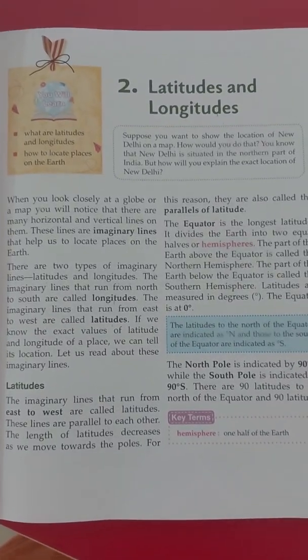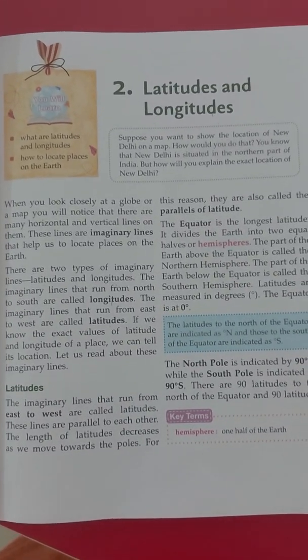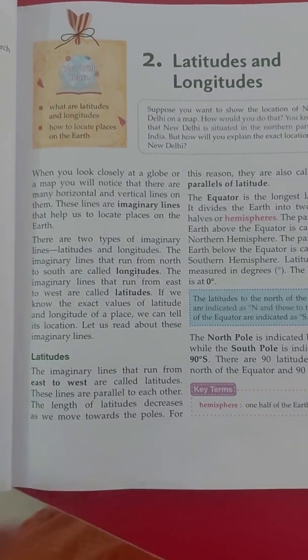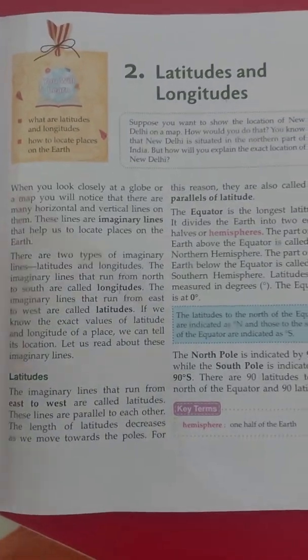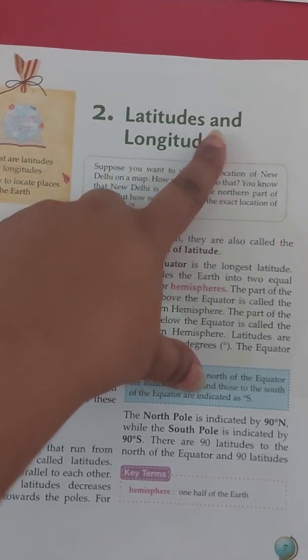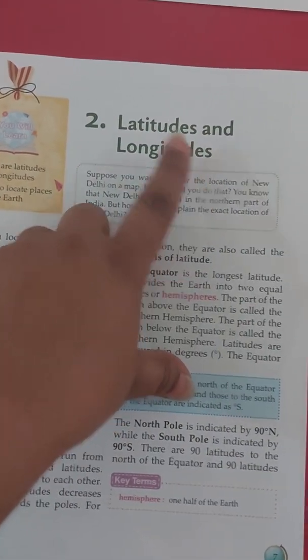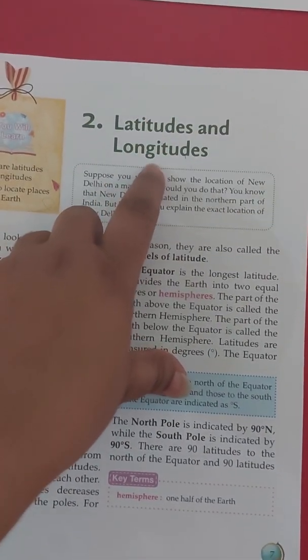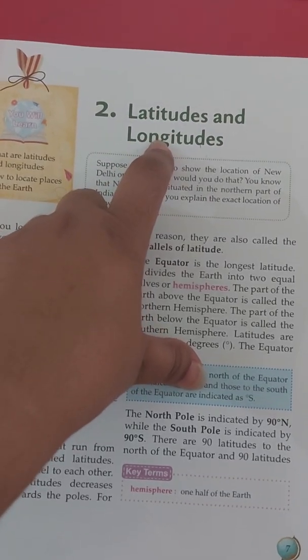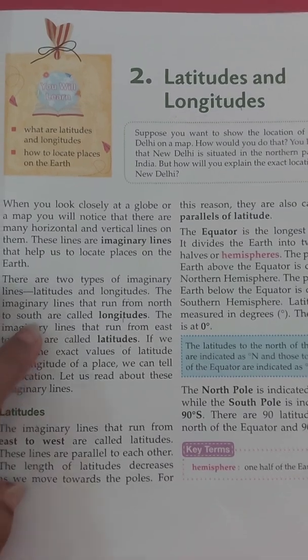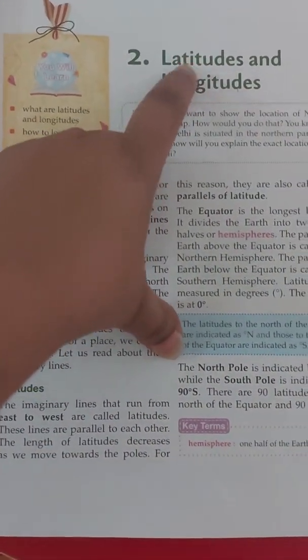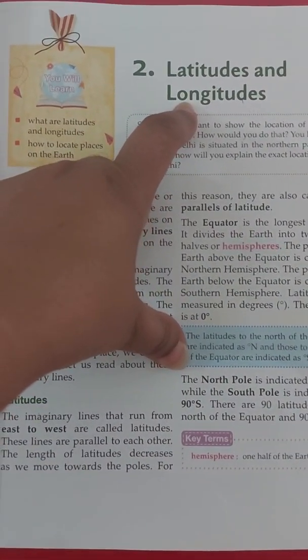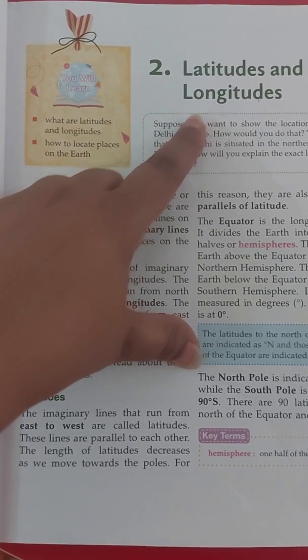Okay, grade 5, let's talk about the work of SST. First of all, we will understand the chapter. The name of the chapter is Latitudes and Longitudes. The lines which divide the earth into equal parts, and when they intersect each other, they tell you the location of any place.